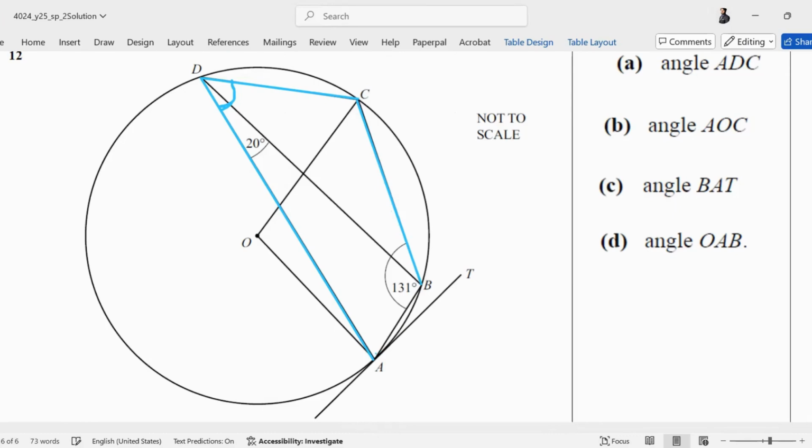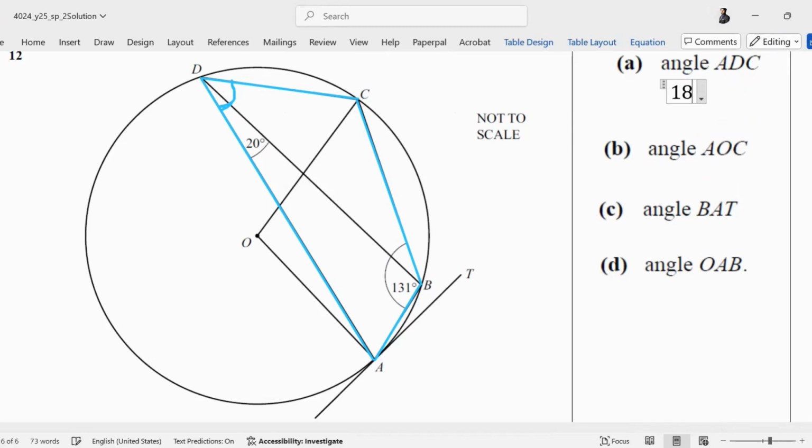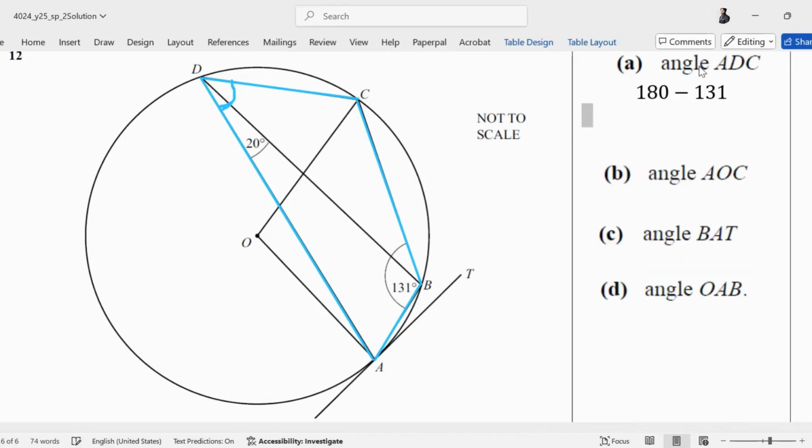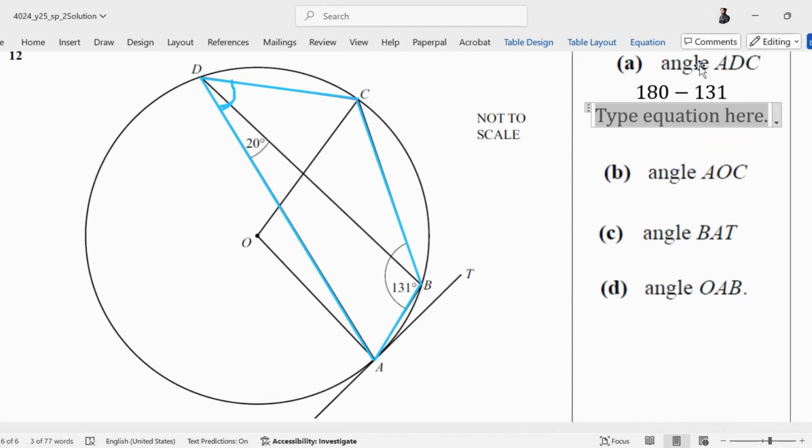That means A, B, C, D is a cyclic quadrilateral, all 4 points touching the circumference. If this entire angle B is 131, ADC will simply be 180 minus 131 because they are opposite angles of a cyclic quadrilateral and they are supplementary. So this should give you the value as 49.